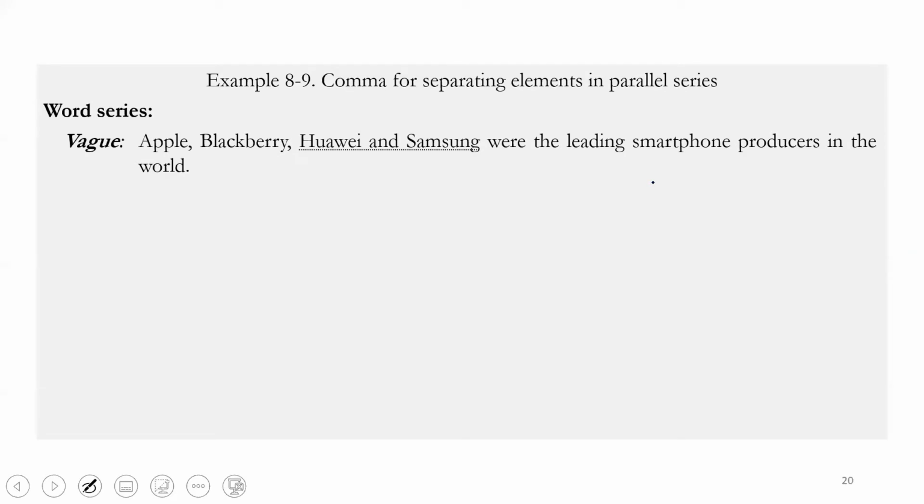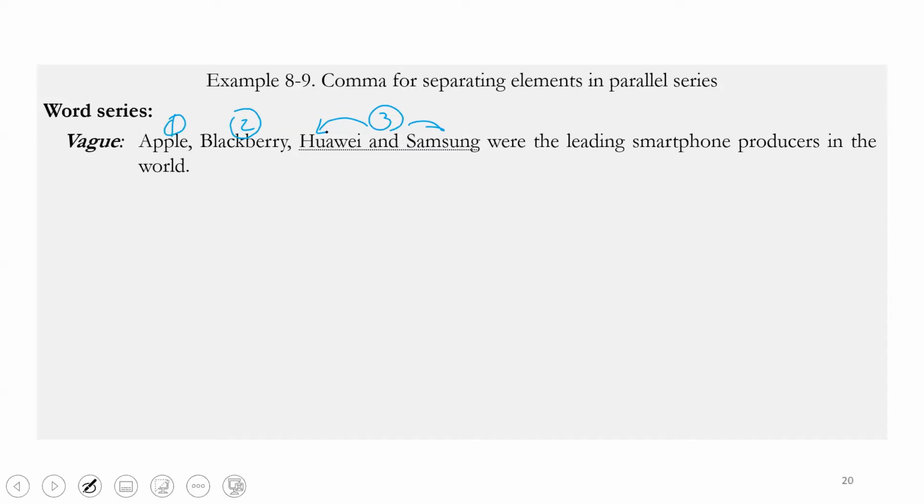There's nothing wrong grammatically with this sentence. But consider this is for an international audience. They may never have heard of Huawei before Huawei became a global brand. They may think, oh, maybe you wrote this by mistake. You are talking about 1, 2, and 3. This 3 is another company called Huawei and Samsung. If that was the case, then this sentence is grammatically wrong, right?